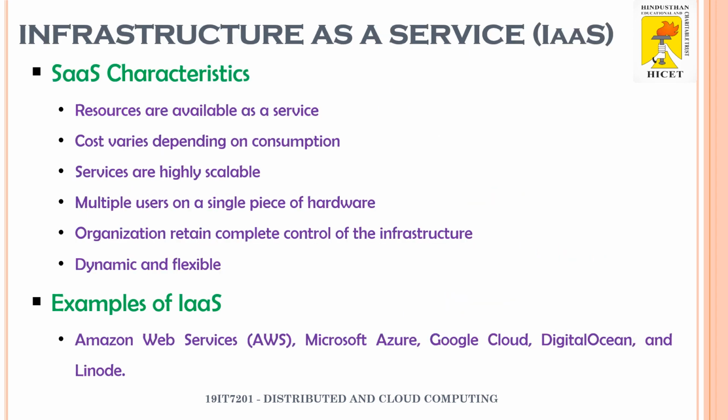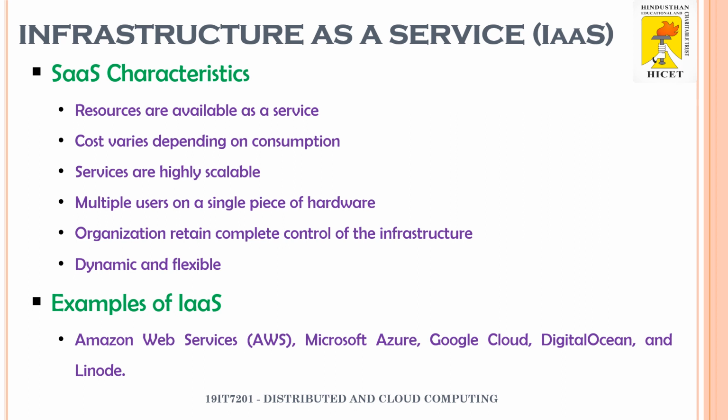The third one is infrastructure as a service. It is a cloud computing model that provides on-demand access to computing resources such as servers, storage, network, and virtualization. Here we have some characteristics of IaaS. Resources are available as a service. Cost varies depending on the consumption. Based on the meter level, just as we consume electricity power, here also we can have meters, and based on the meter level, we pay the money.